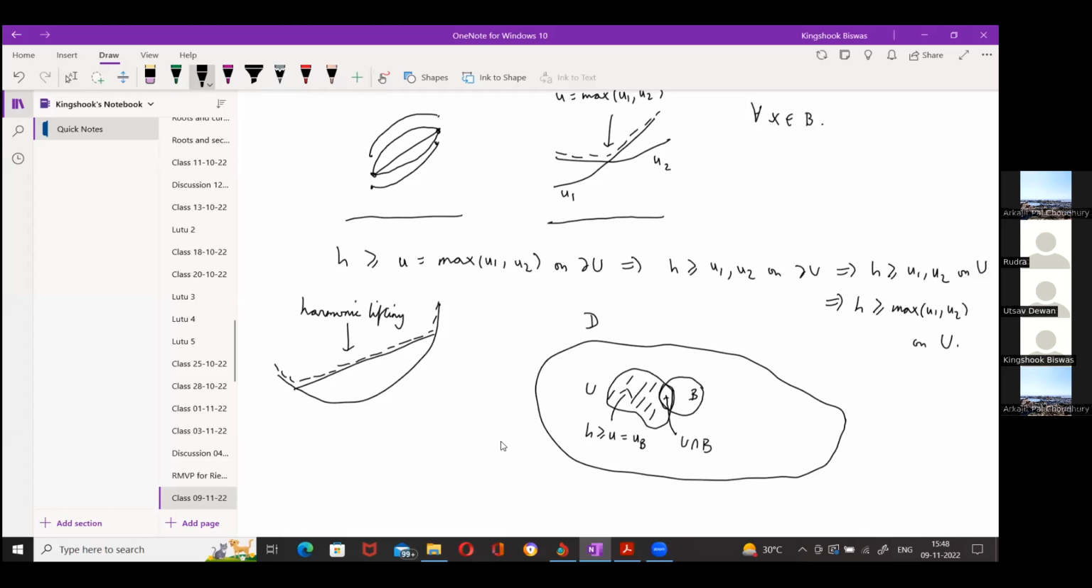And this part, this is in boundary U. So if you're on boundary U, then over here, we know that H by hypothesis is greater than or equal to U_B. Otherwise, we're on boundary B, but then I know that H is already greater than or equal to U. And so over here, H is greater than or equal to U, and U is equal to U sub B on this boundary. So H is greater than or equal to U sub B here.